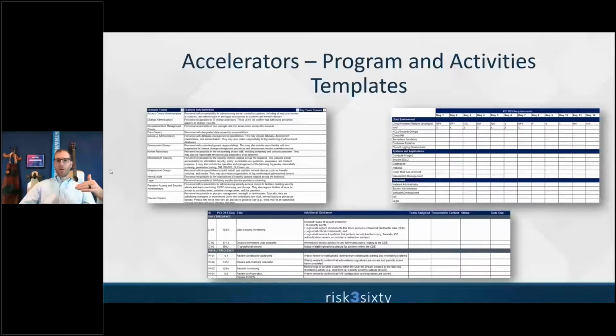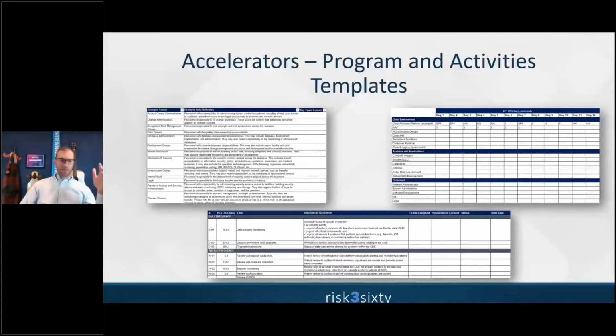And then the last one, at the bottom here, is probably the biggest, most impactful piece of all the accelerators that were uploaded, right? This also comes from that same document. What it has are the daily, weekly, monthly, quarterly, semi-annual, and annual activities that you need to do to maintain a PCI compliant PCI program.